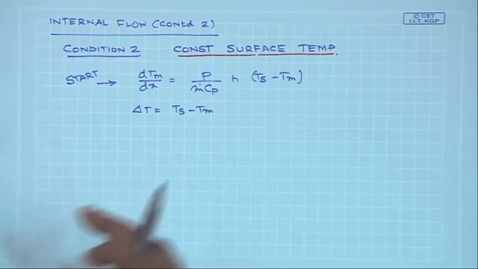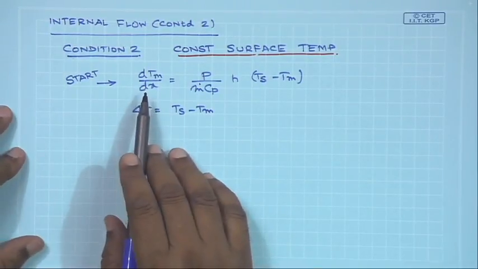Now, we are going to extend our discussion to include the second condition, where the temperature of the wall is kept constant. We would see how the average temperature T m of the fluid changes with axial position, and whether we can obtain something similar to Newton's law of cooling. What would be the form of temperature difference to be used in that case? That is our goal.